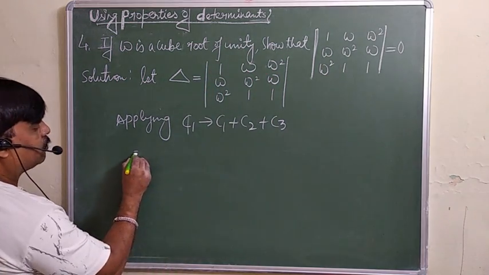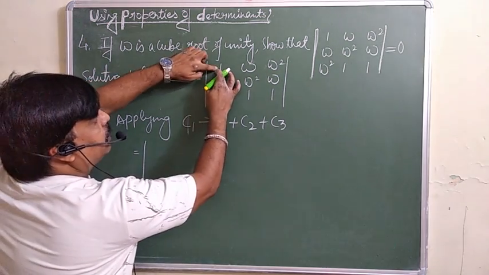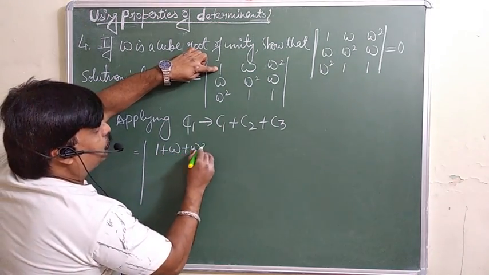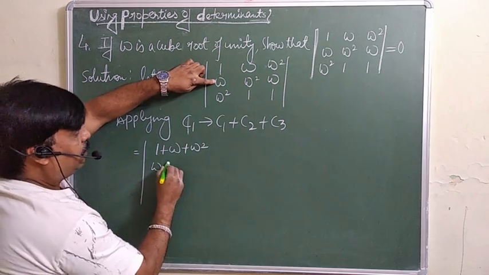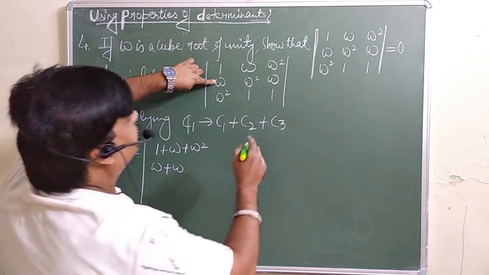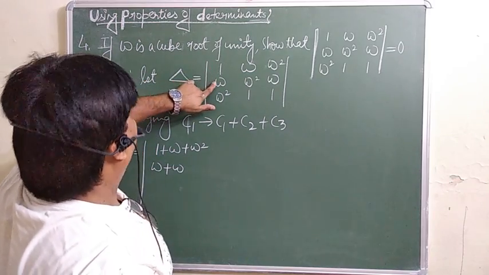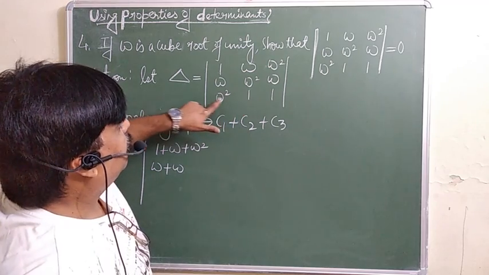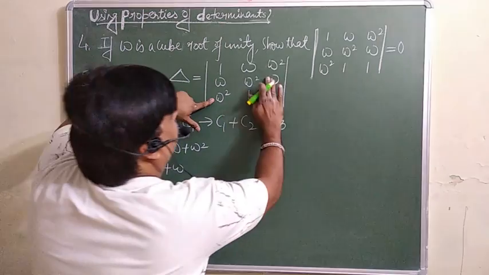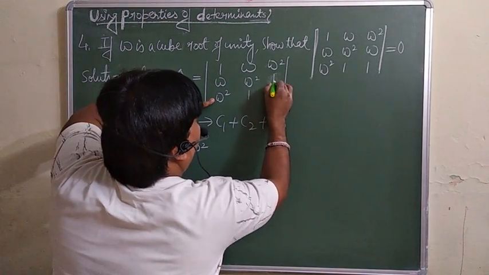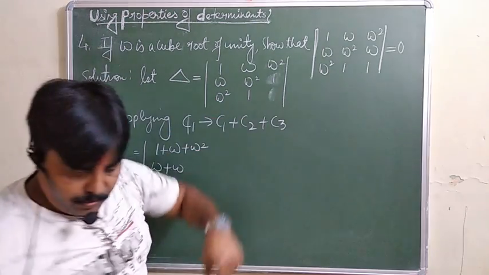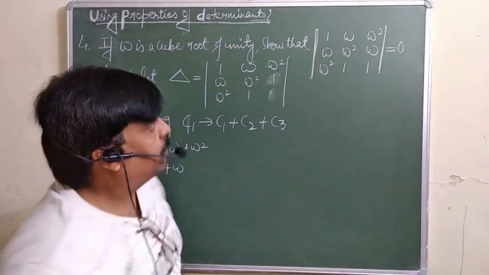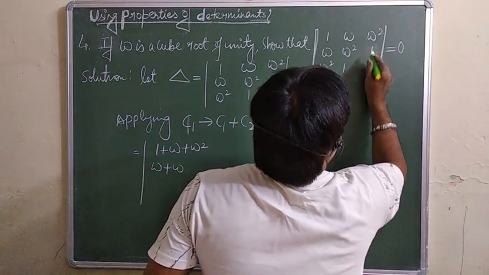So what you will get here, if you are adding these in this column, is 1 plus omega square, and here omega plus omega square. Then 1, omega square, 1, then omega square, then here will be 1, here will be 1. Let me see the question: omega square, 1, omega square, 1 is here, and here is the omega.